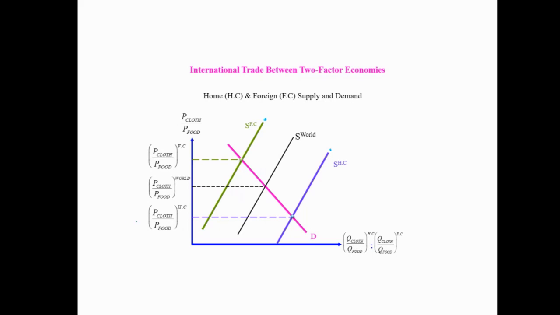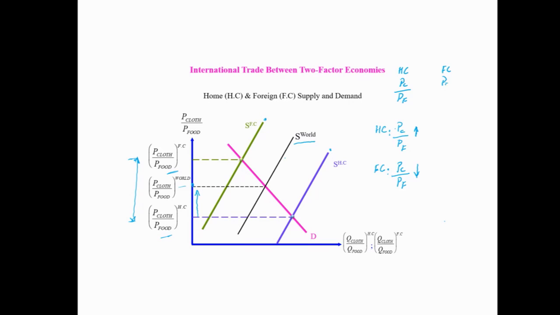If we know what the relative price of cloth is for the home country and the relative price of cloth in the foreign country, the world price is going to be in between the two. This is the autarky price for the home country, the autarky price for the foreign country, and this is the world price. So when the home country opens up to trade, the relative price of cloth increases. What about for the foreign country? Well, what happens to the relative price of cloth? It decreases.